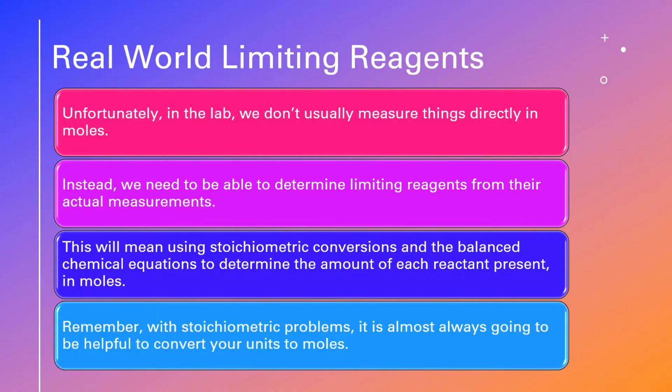Unfortunately, in a real lab setting, we can't measure reactants directly in moles. This means we have to do some converting in order to determine our limiting reagents. We have to be able to convert volumes, masses, and molarities of solutions into moles in order to determine the limiting reagent. Once we have determined our limiting reagent, we can also determine how much of each other reactant we will have left over. And as always with these stoichiometry problems, you can never go wrong converting your units into moles as a first step. Let's look at some examples.